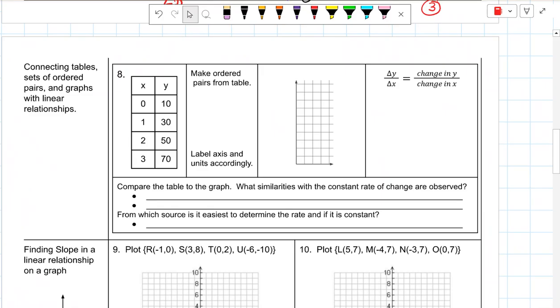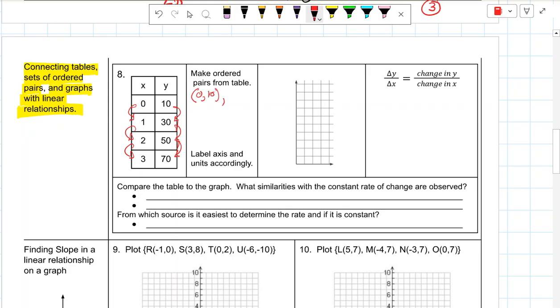On number 8, we are going to connect tables to sets of ordered pairs and graphs with linear relationships. And so this one's set up so you can see how they relate to each other. All right, number 8, we have a nice table here, and we would naturally do something like this to find the constant rate of change, to see if it even has one. But we're not going to do that this time. We're going to make ordered pairs from the table. So our first ordered pair is parentheses 0, 10.